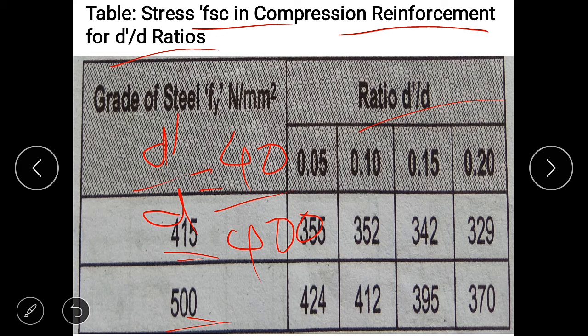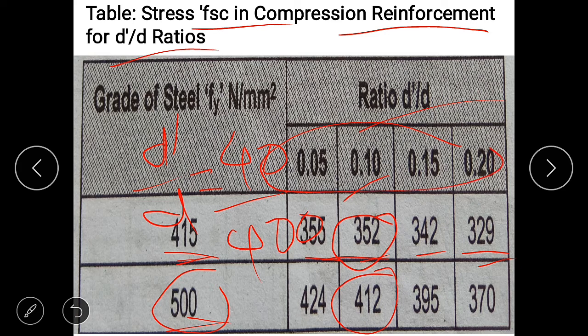Then the ratio is 0.1. Then if grade is 415, then use 352. If grade is 500, then use 412, like this. Okay, so for 415, the value is given here: 355, 352, 342, 329.